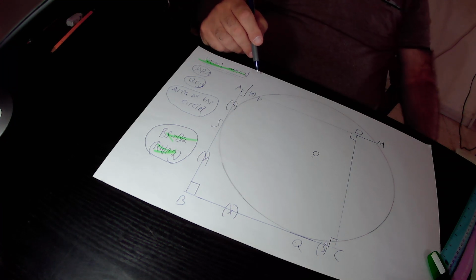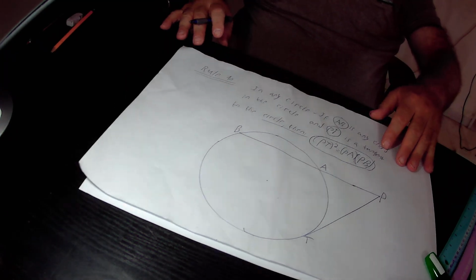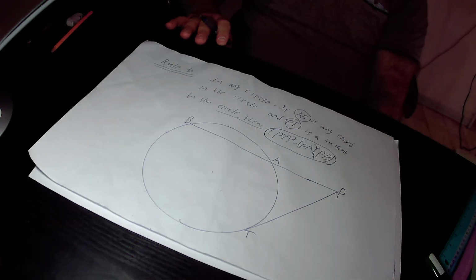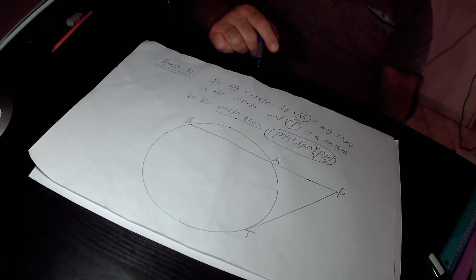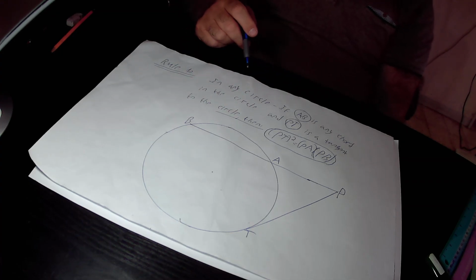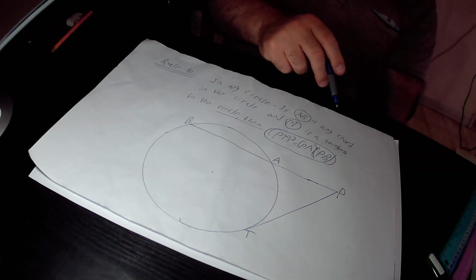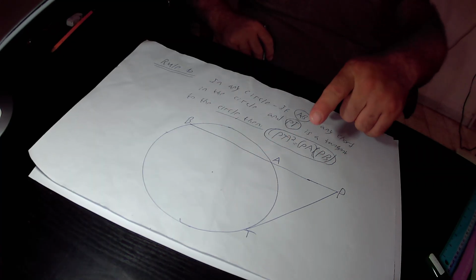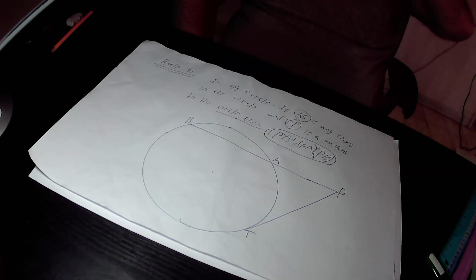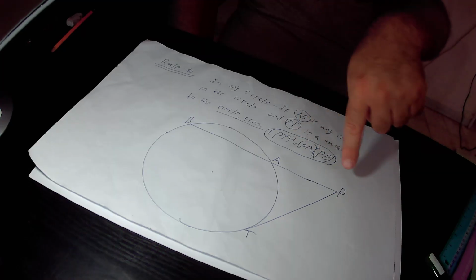Therefore, we can implement rule 10 here. Rule 10 is true in any circle. In any circle, if AB is a chord of this circle, and PT is a tangent to the circle at point T, then the following equation is true: PT squared equals PA times PB. Again, PT squared equals PA times PB.